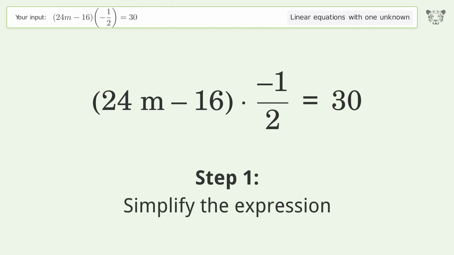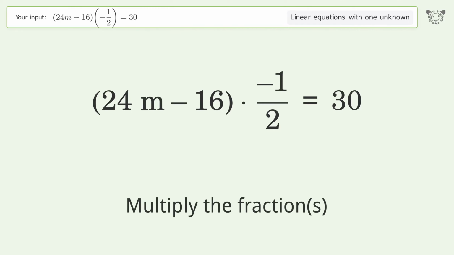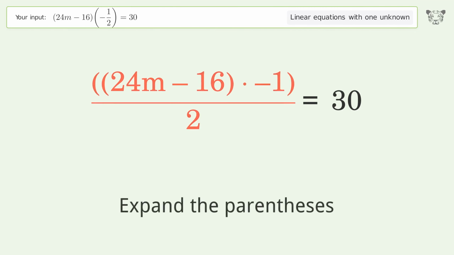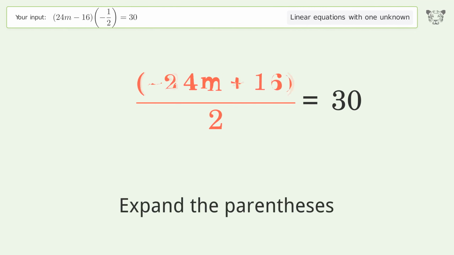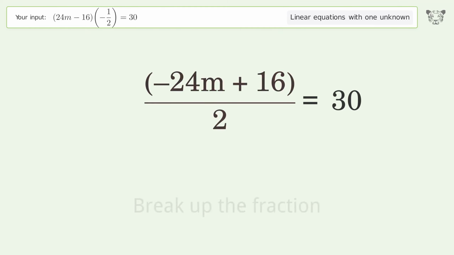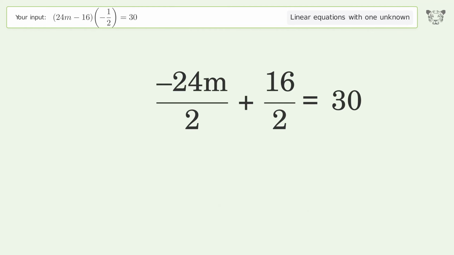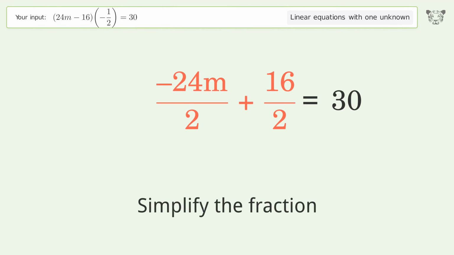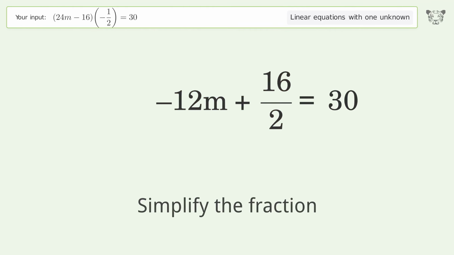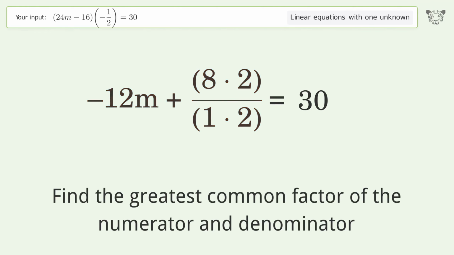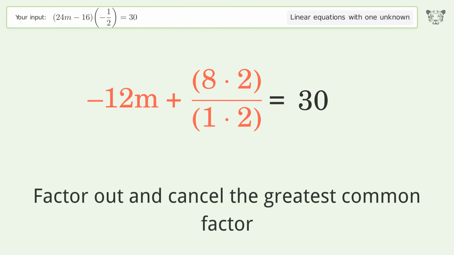Simplify the expression. Multiply the fractions. Expand the parentheses. Break up the fraction. Simplify the fraction. Find the greatest common factor of the numerator and denominator. Factor out and cancel the greatest common factor.